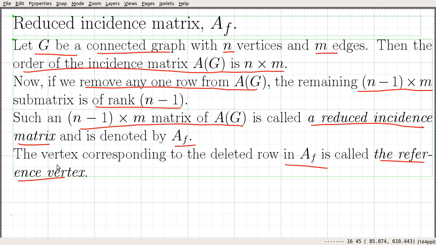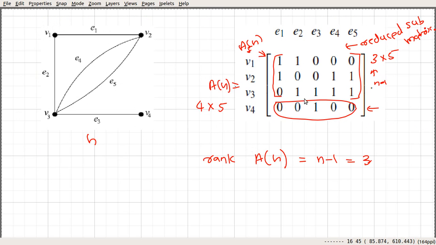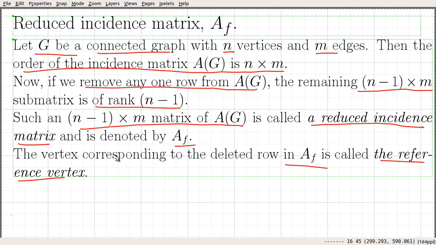So for example, if you consider this example, here you obtain this reduced incident matrix. Here we deleted this row to get this reduced incident matrix, and that row corresponds to this vertex E4. So here this E4 is what is called the reference vertex.